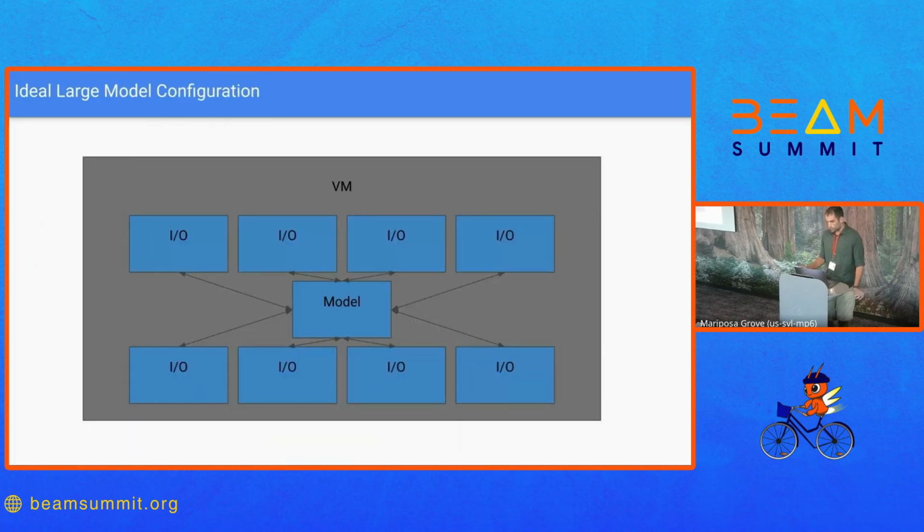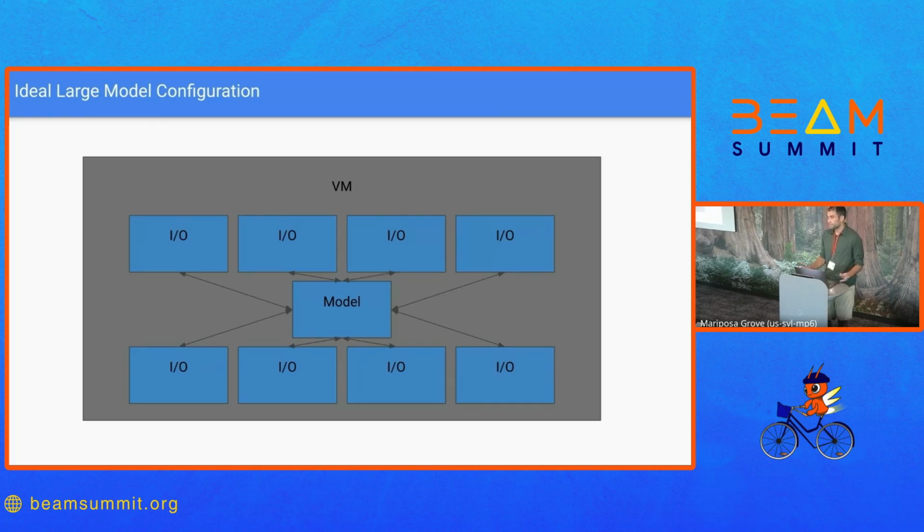So in this world, our ideal model configuration looks more like this. You have a single model sitting in the center of your VM in its own dedicated process. All of these other processes are still doing I/O. You don't want to just have one process because it's not going to do I/O effectively. And if you have anything else going on in your pipeline, like pre-processing, post-processing, you're bottlenecked on this single process. So you still want a bunch of different processes, and you just want your model centralized.